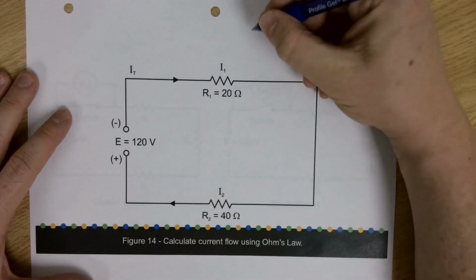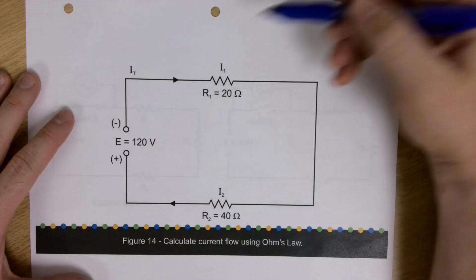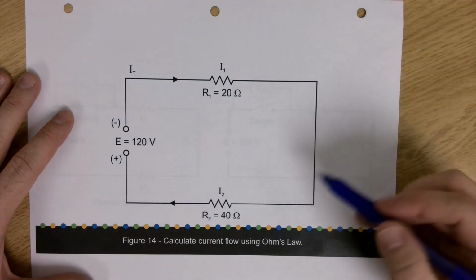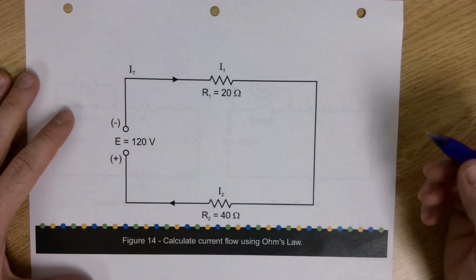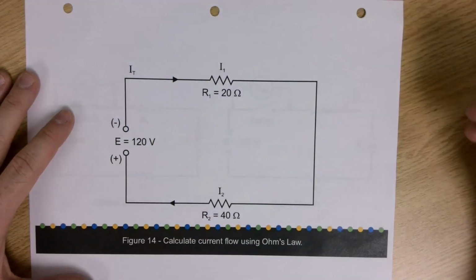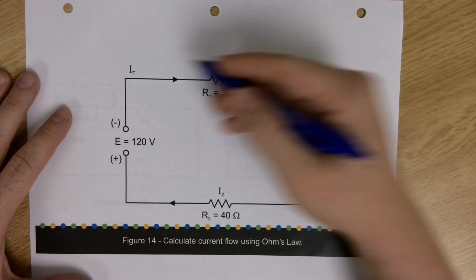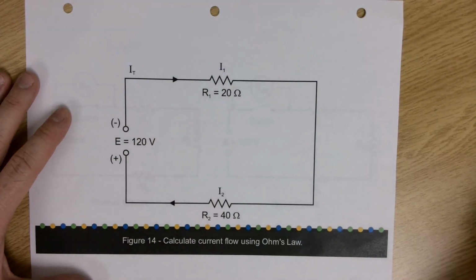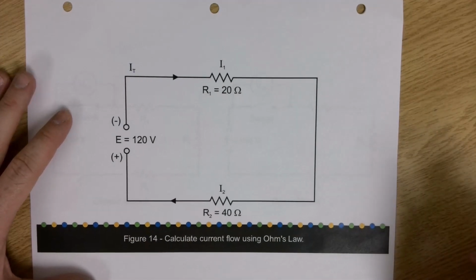So I know that I total is the same as I1, which is the same as I2. So if I wanted to just solve this whole circuit, I'm going to want to get my I total because I don't have any current, and I know once I get my current, well, that current's going to be the same everywhere, right? That's one of the nice things about a series circuit.